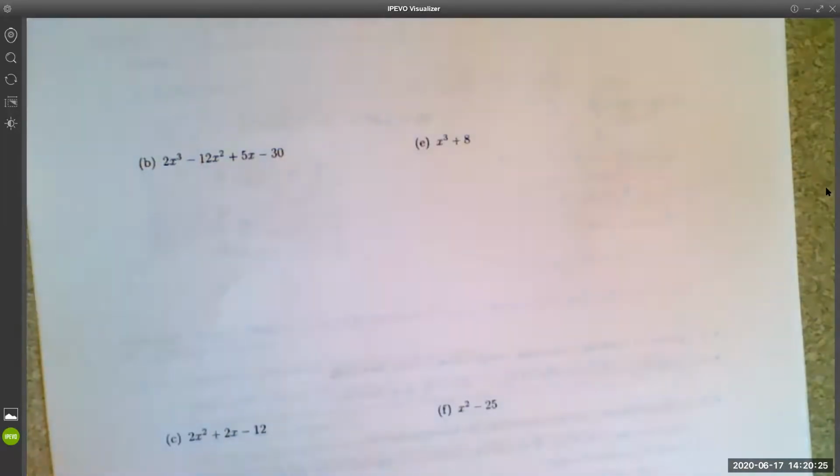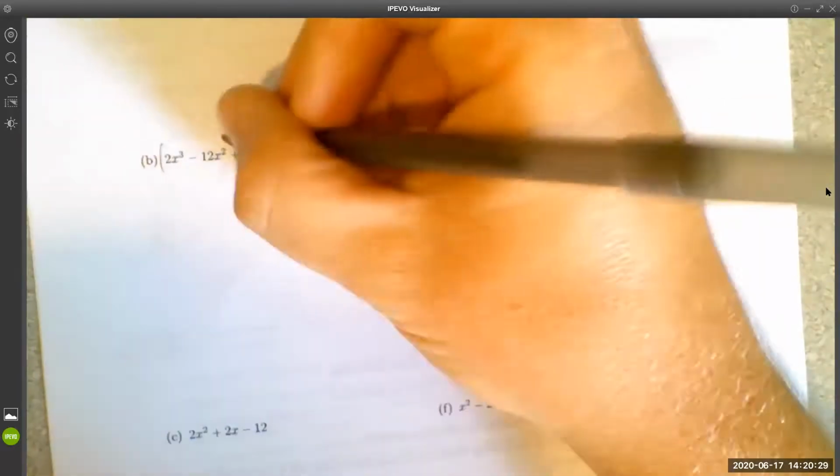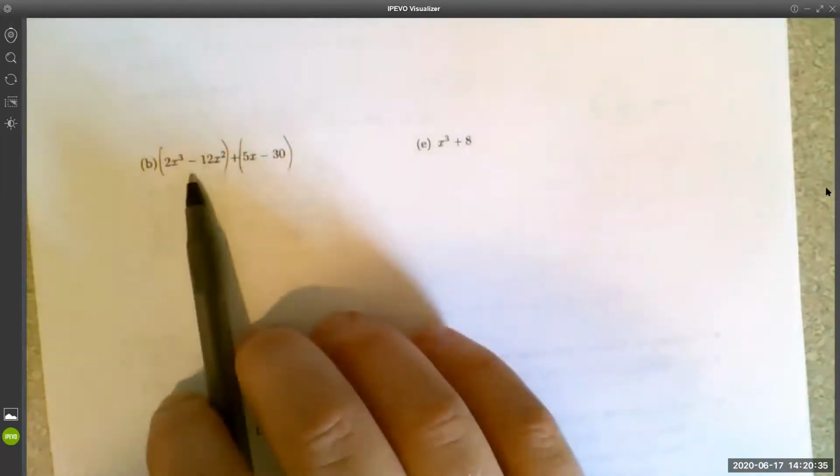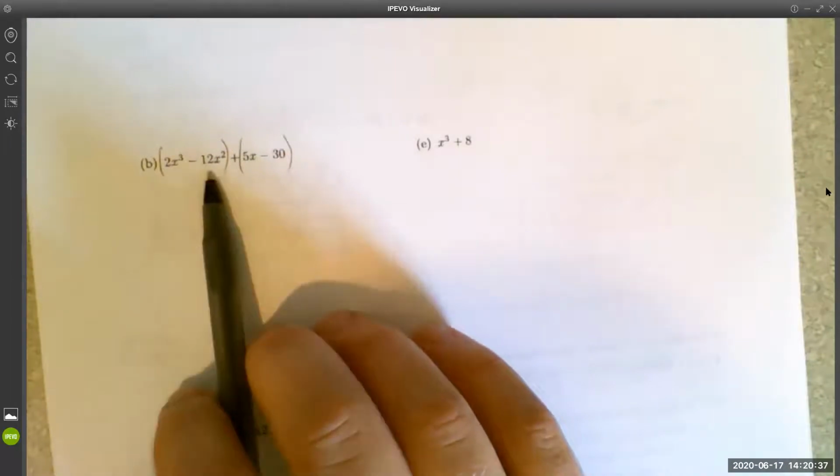I count the number of terms, and I've got 4 terms, right? For 4 terms, the strategy is factoring by grouping. And here's how factoring by grouping works if you've never seen it before. You group the first 2 terms together, you group the last 2 terms together, and then you factor out the GCF of each group.